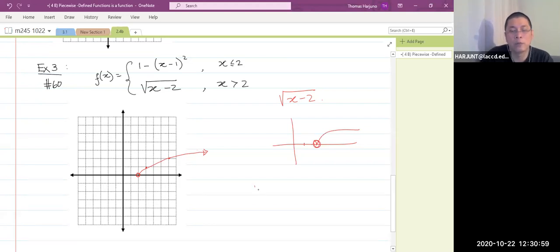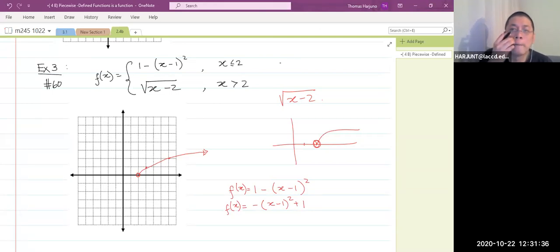Then how about the one on the left? 1 minus (x minus 1) squared. You may not be able to see this clearly, but let's rewrite this as negative (x minus 1) squared plus 1. Now, can you tell me what's the vertex? I think it's (1, 1). Yeah, (1, 1).